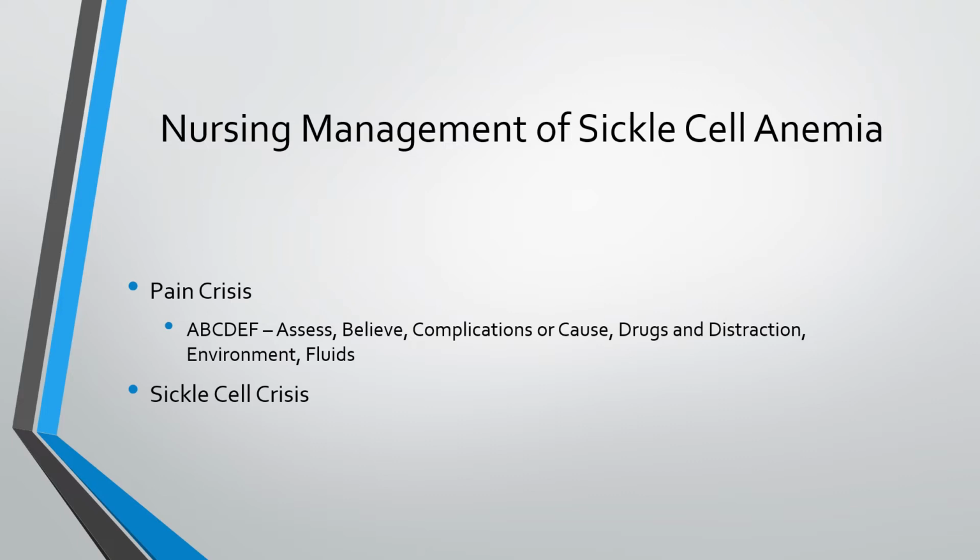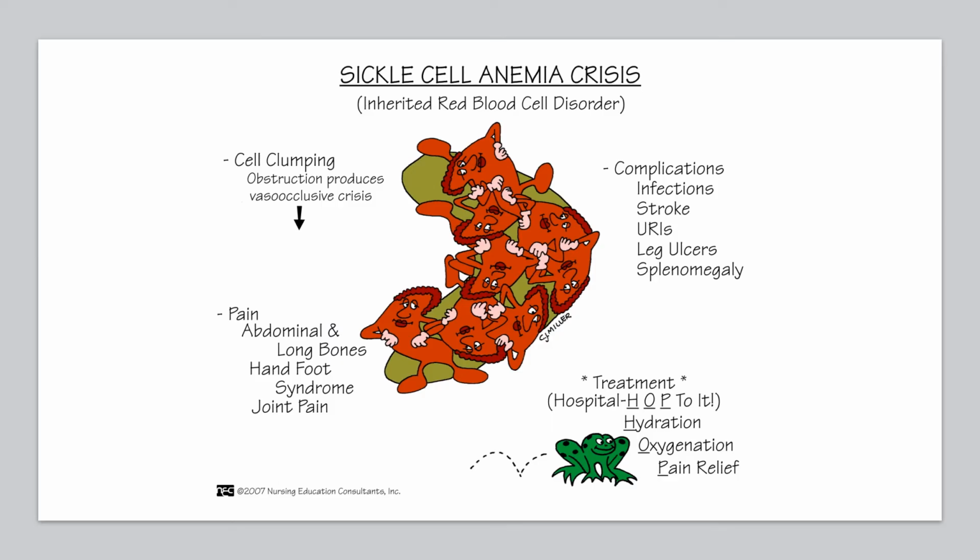So when we think about sickle cell crisis, let me cover this next one here. This is the sickle cell crisis. Cell clumping can occur. So vaso-occlusive crisis causing significant pain and organ damage can be our biggest concern. Signs and symptoms include fever, tissue engorgement, swelling of the joints, and again, they're going to have lots and lots of pain. Abdominal and long bone are our main source of pain. They can have hand-foot syndrome and definitely some joint pain.